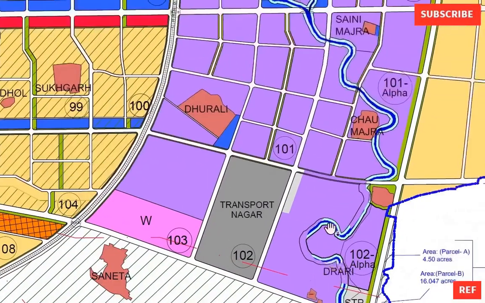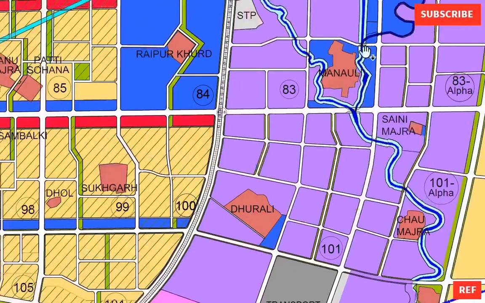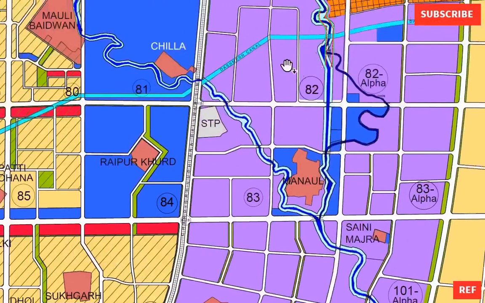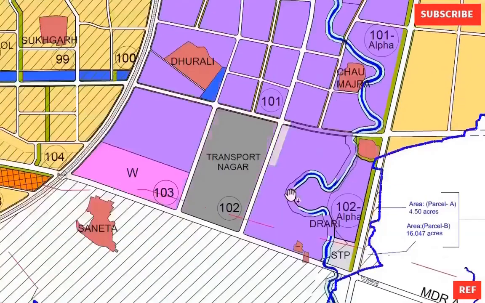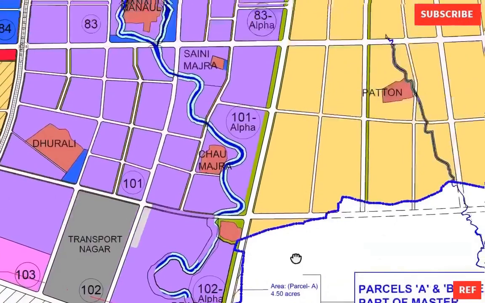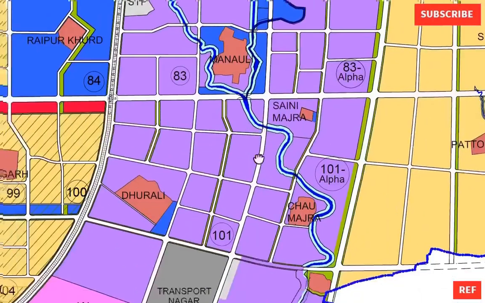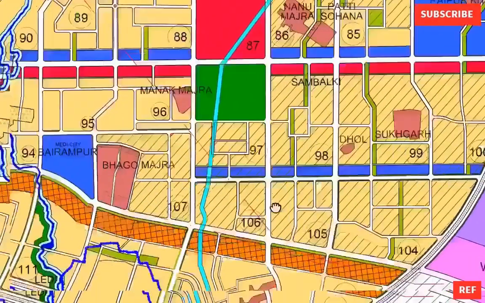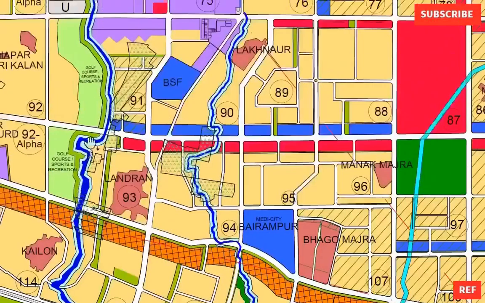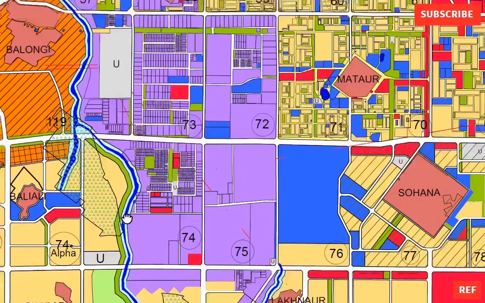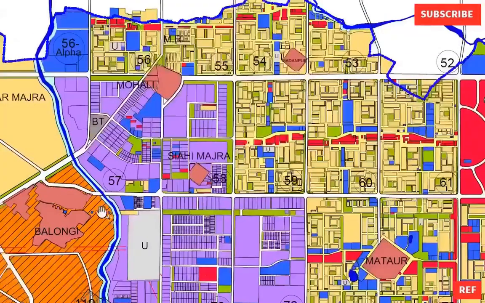In the master plan, we can see lots of these kinds of dark blue colored lines passing through the Mohali city. These dark blue colored lines represent the water bodies or rivers flowing through the city. These kinds of water bodies are very beneficial for the residents of the city, especially farmers, since these water bodies can provide good irrigation facilities for the crops.